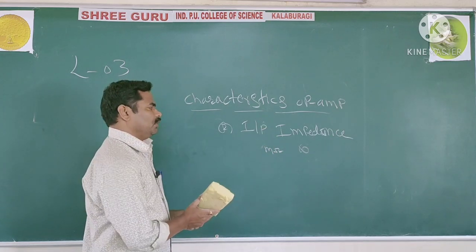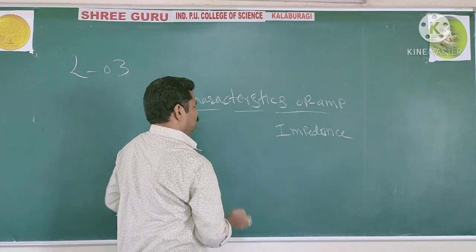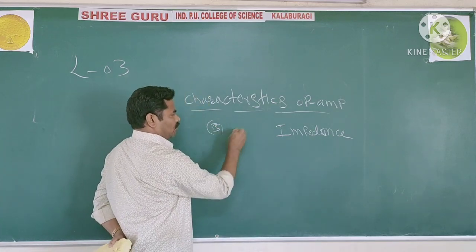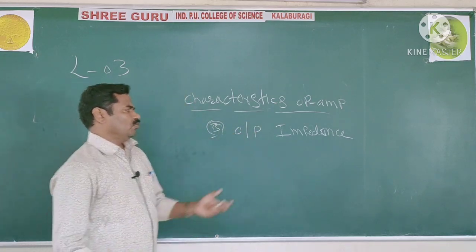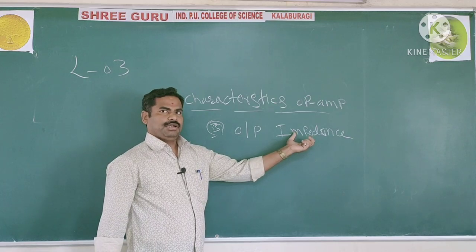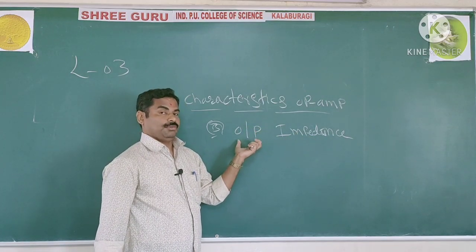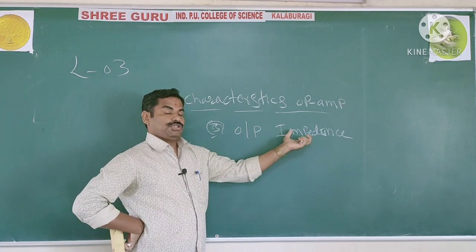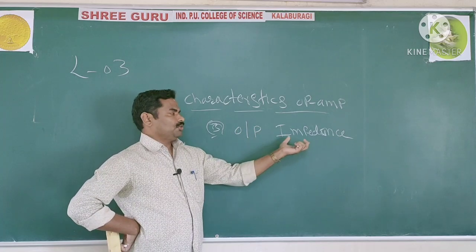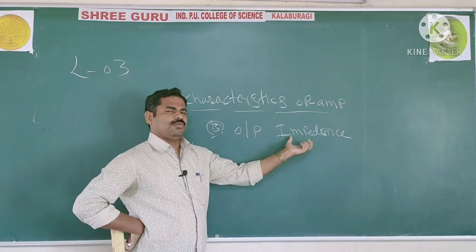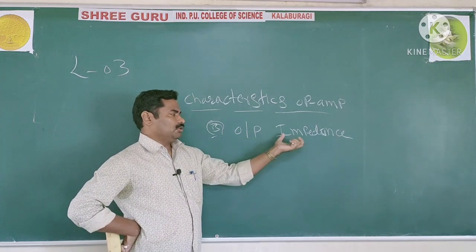And at the same time, we go for the output impedance. The third one is output impedance. What is output impedance? It is the impedance offered by the op-amp to the output terminals, the opposition offered by the op-amp at the output terminals.